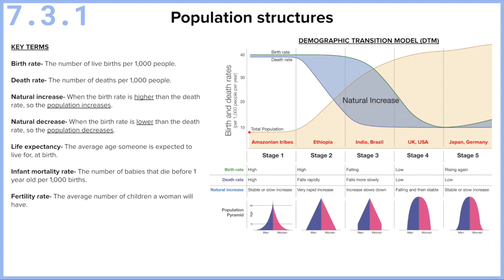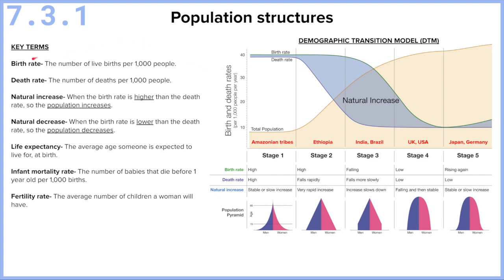And then we have a final line here. This orange one represents the total population. So as the gap between the birth and the death rate increases, our population also increases, because that's the number of people who are staying alive throughout that time.